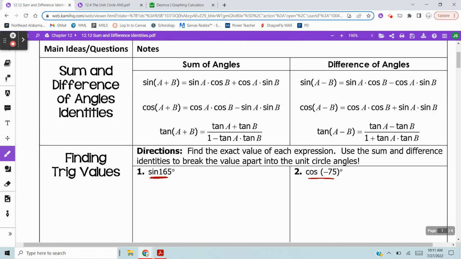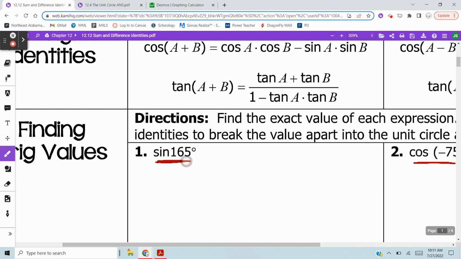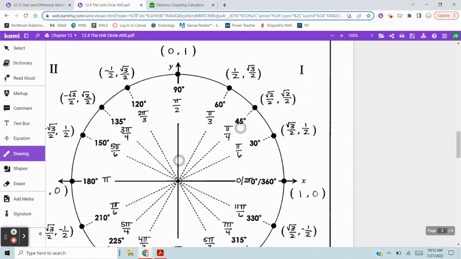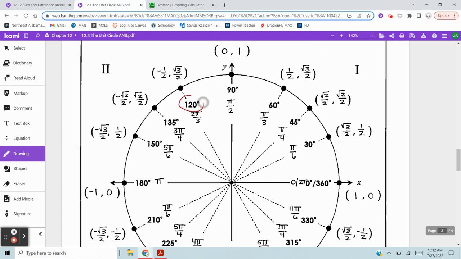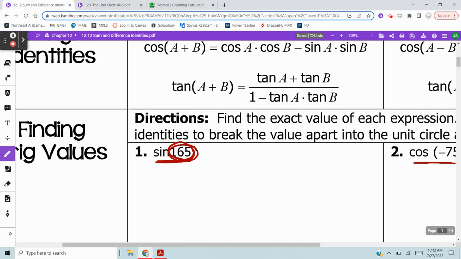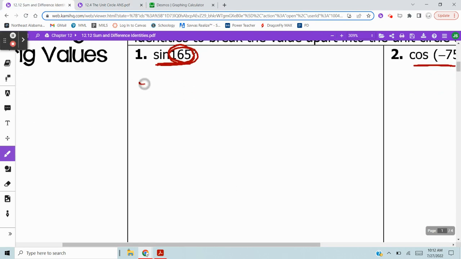The first thing we're going to do, and you can see the identities there, and I'm not going to go over all those. But to find, let me zoom in, the sine of 165, I'm going to try to find two angles that I know that add up or subtract to give me 165. And I can go back to my unit circle, and for 165, these two would work, 120 and 45. I know those two values, and I know that I can rewrite the sine of 165 as the sine of 45 degrees plus 120 degrees.